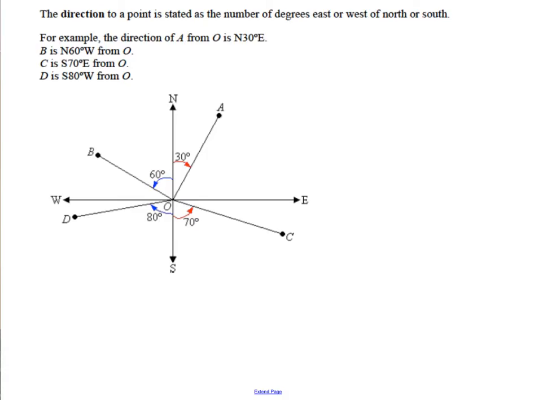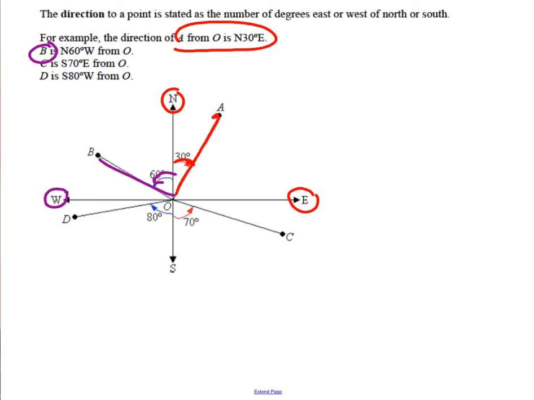All right, here are a few more examples. The first example is the direction from A to O is north 30 degrees east. So here's our north, and we have our 30 degrees heading in this direction, towards the east. So this segment here is called north 30 degrees east. I'm going to change colors. Segment B. So here's our segment. Notice your acute angle is 60 degrees, and it's heading off to the west. So that direction is north 60 degrees west from its origin.